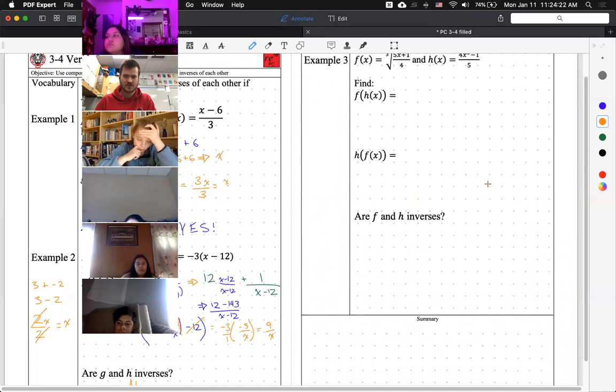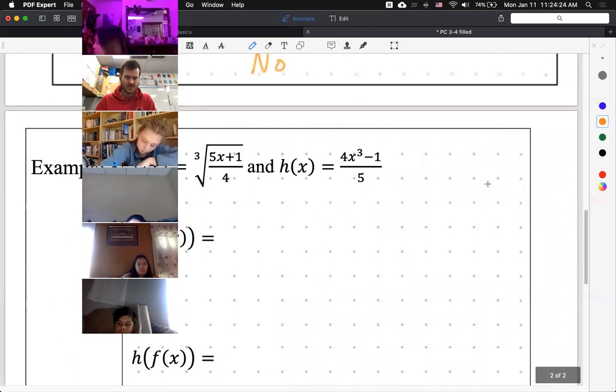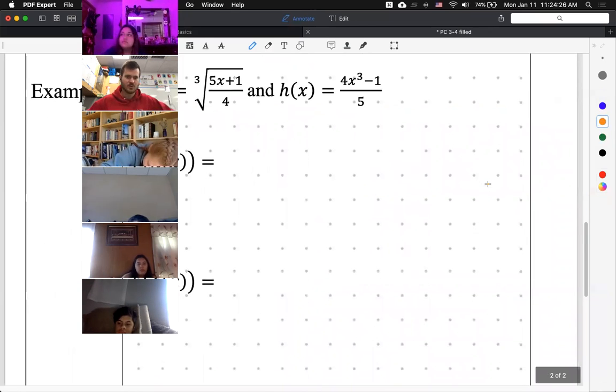Let me zoom into example number 3 then. So there it is. We have a cube root of 5x plus 1 over 4, and our other function is 4x cubed minus 1 over 5. And again, at first glance, they look to kind of have the same numbers. And I know that a cube root cancels out a cube. So I'll have that rule written on the side just in case we forgot. If I have like x cubed and I take the cube root of that, that turns into just x. They are inverses of each other.